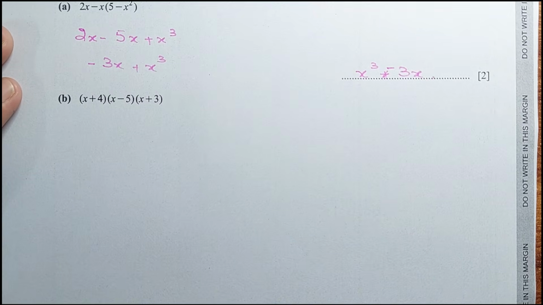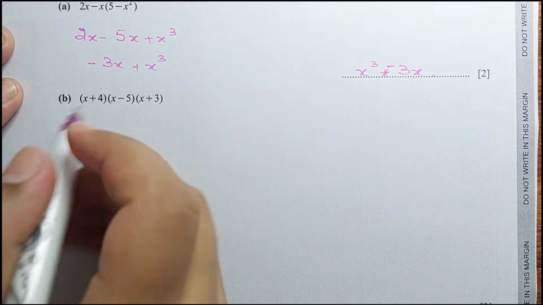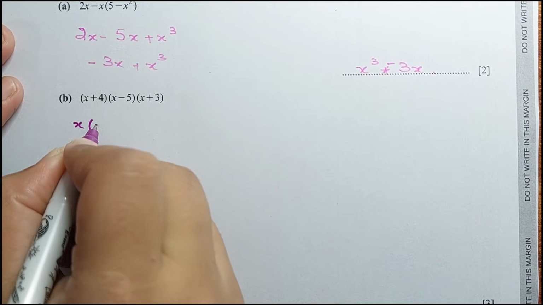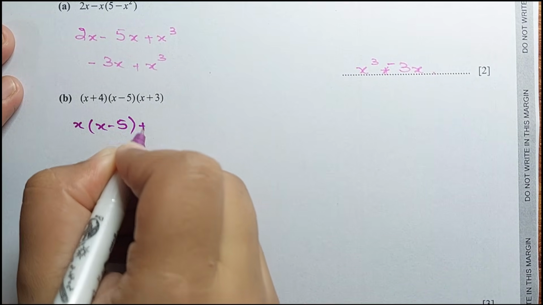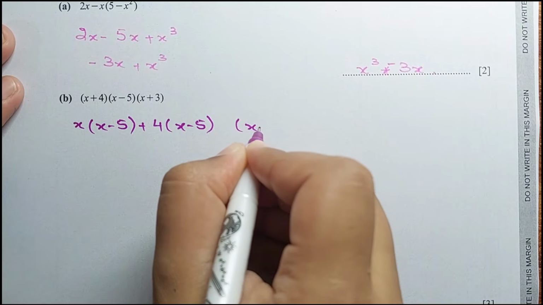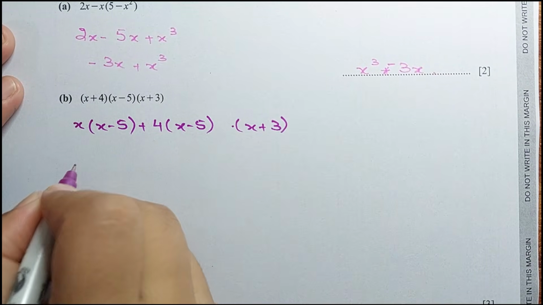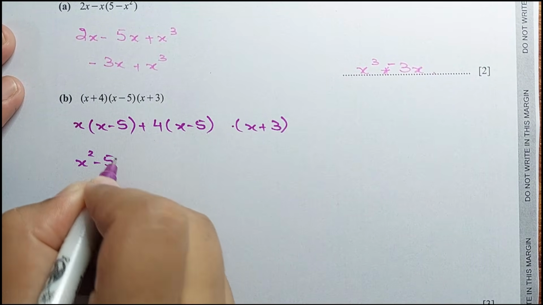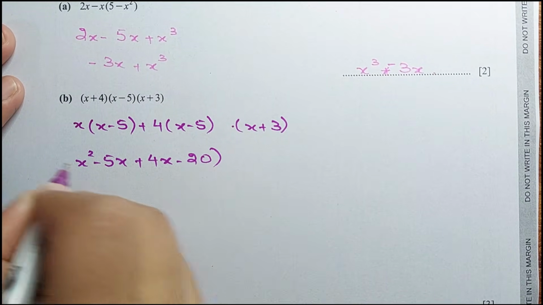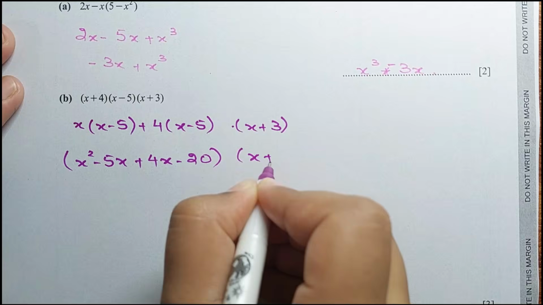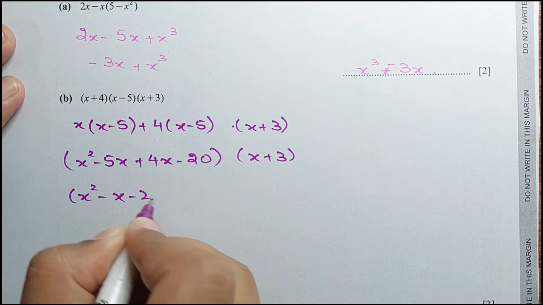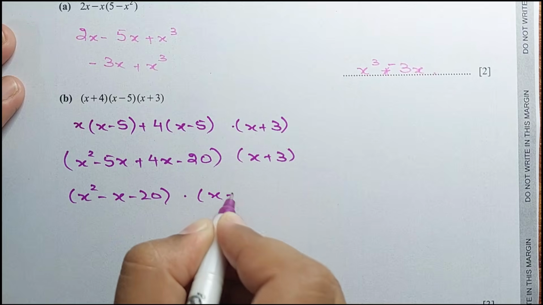Part B, we need to expand this as well. Okay, so let me expand x with x minus 5 and plus 4 with x minus 5, and x plus 3 stays the same. This is x square minus 5x plus 4x minus 20, and x plus 3 is outside. Now x square minus x minus 20 and x plus 3 is outside.